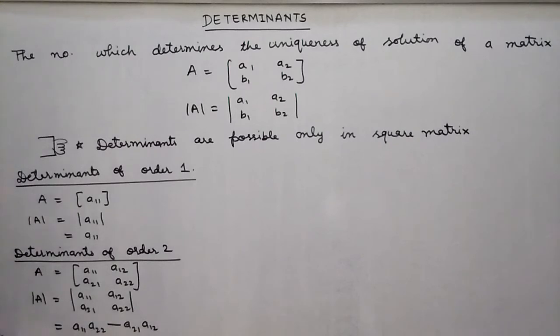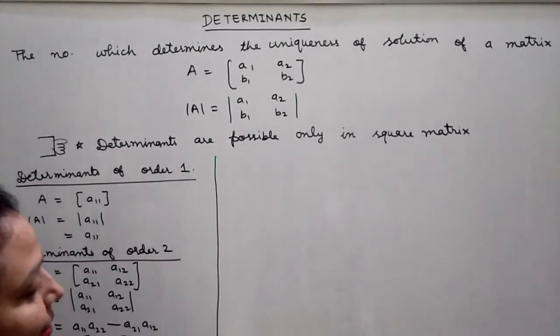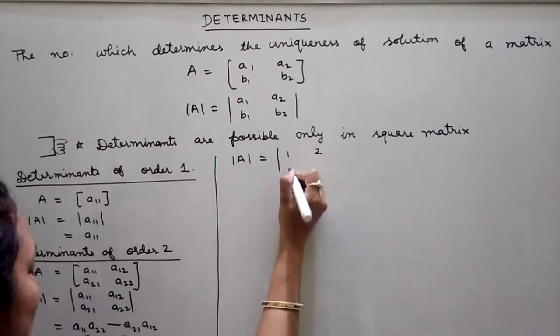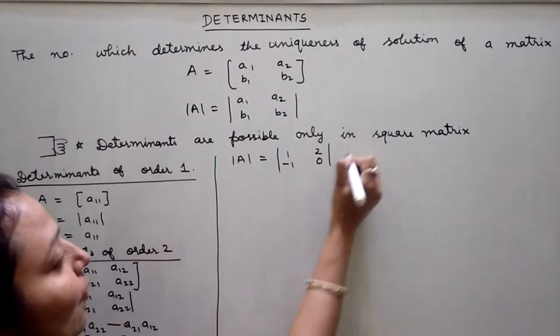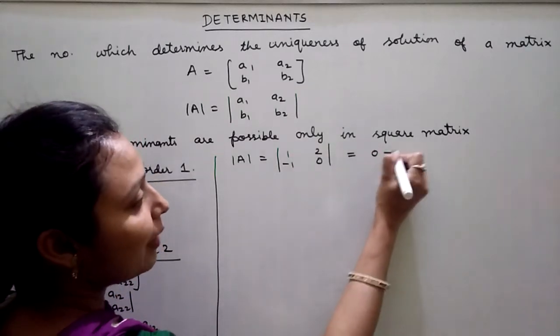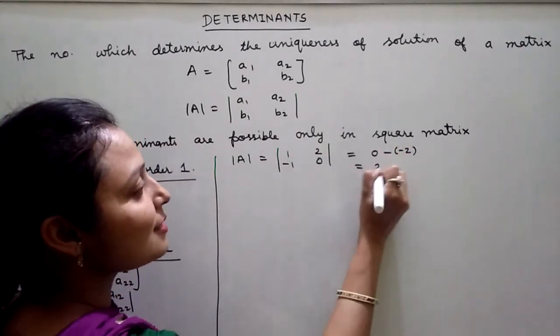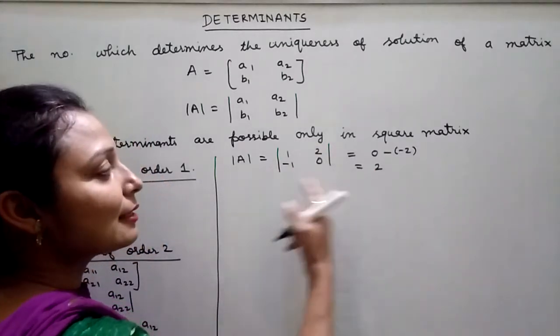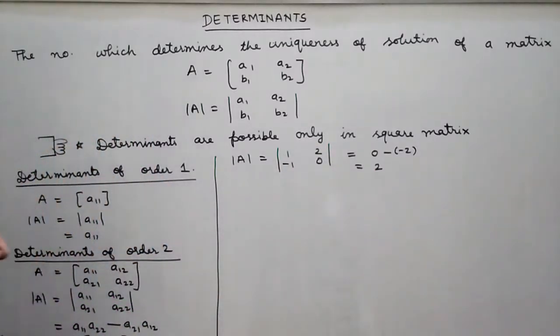Now come to the example. Let us suppose we have A, that is 1, 2, minus 1 and 0. How can we find the determinant? The determinant of A is equal to 1, 2, minus 1 and 0. How can we find it? 1 into 0, that is 0. Minus 2, that is positive 2. This is that number which determines the uniqueness of this matrix.